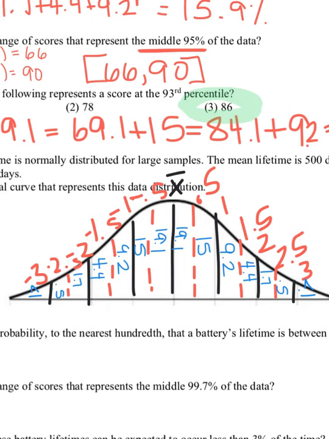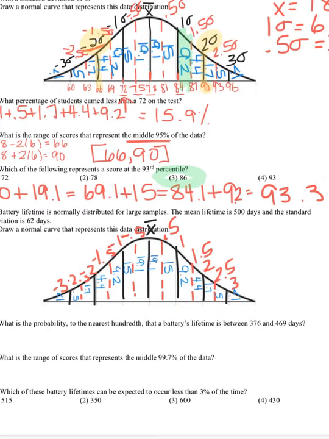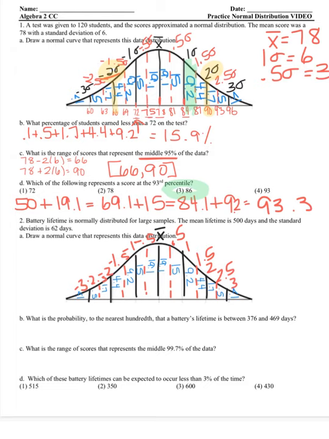Okay, so now we're going to have to fill in the bottom. So to do that, we actually need the question. So this is talking about battery lifetime. The mean is 500 days, so the average, a battery will last for 500 days. The standard deviation is 62 days. So that's 1 standard deviation. Again, we go by halves. That means that half a standard deviation, half of 62, is 31.